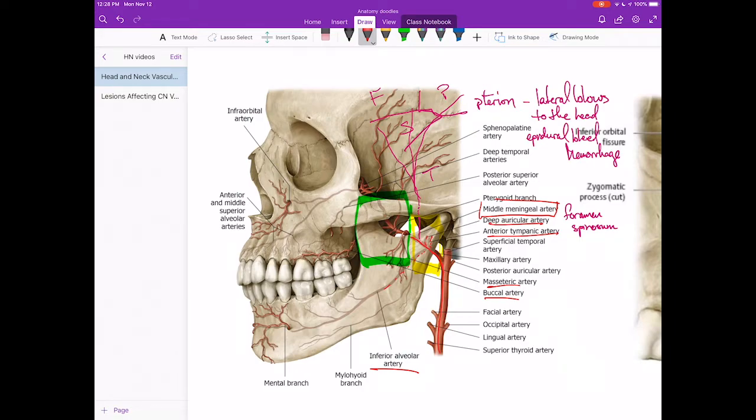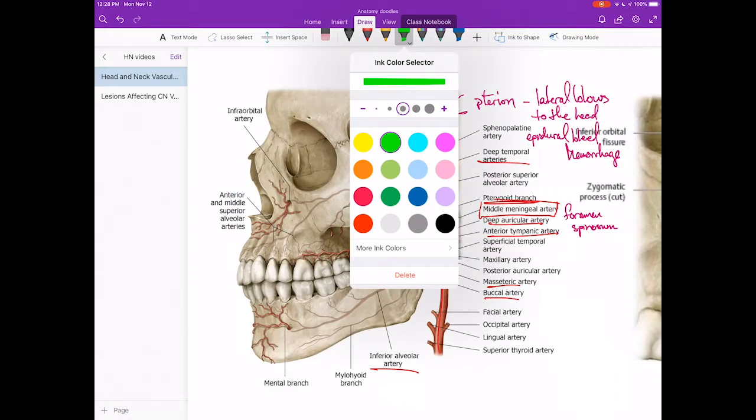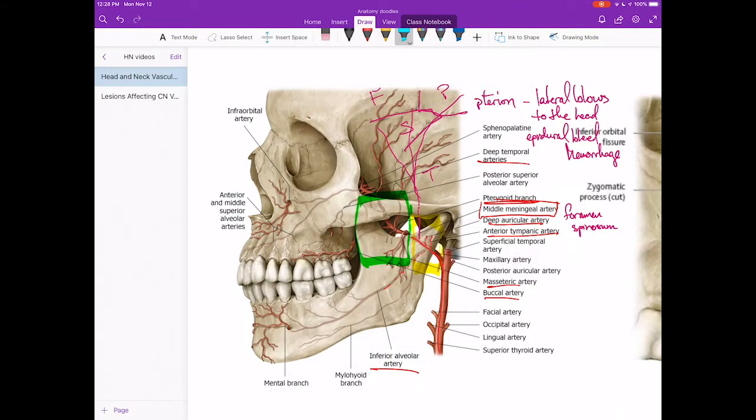The vessels to the temporalis, deep temporal arteries, the pterygoid arteries. Here's a pterygoid artery. Obviously the muscles are not in this image, but you can imagine that. And then the maxillary artery goes into its final section, which is typically drawn here.